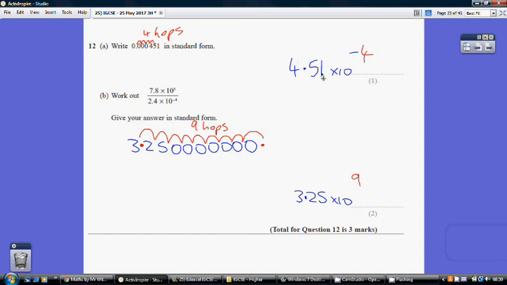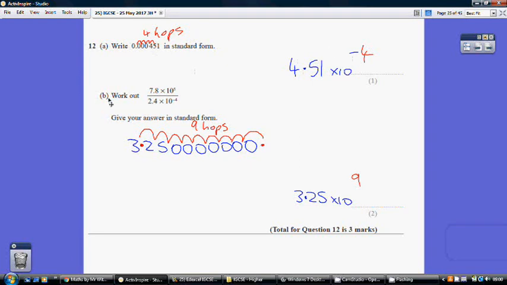So that's 4.51. And then it's times 10 to something, and it's a small number, so it's going to be a negative power. And then really you just want to bunny hop along from where the decimal point is to start with, here, to where it needs to be between the 4 and the 5. So that's 1, 2, 3, 4 hops, so minus 4. And you can always check that by popping that into your calculator and pressing equals.